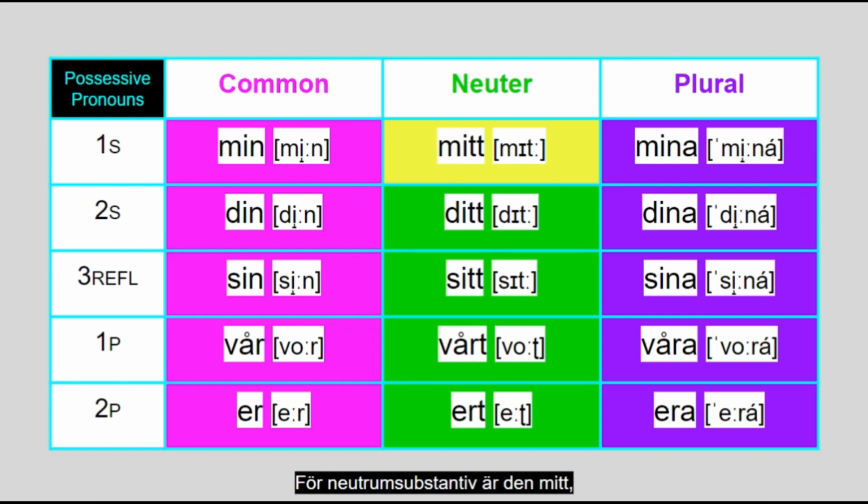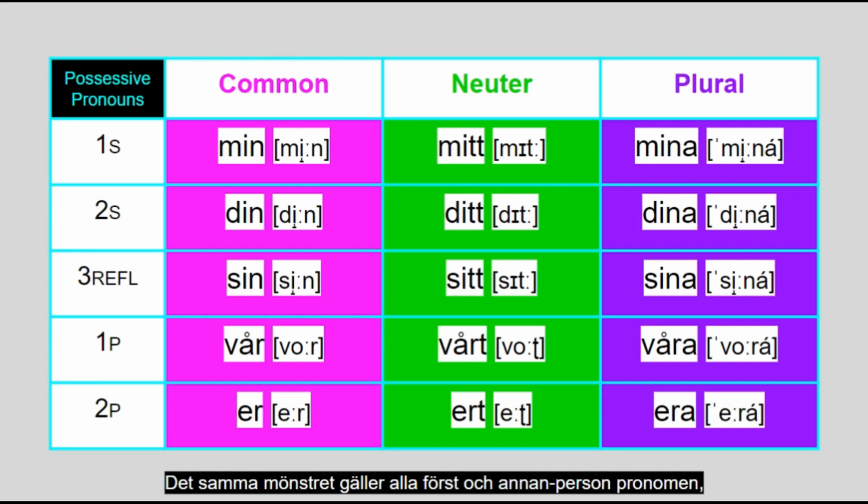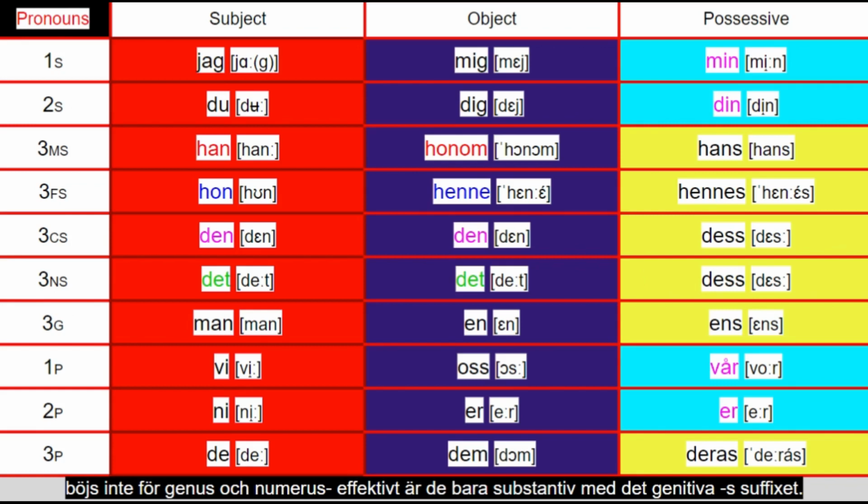For neuter nouns, it's mit, and for all plural nouns, it's mina. The same pattern applies to all first and second person pronouns, as well as to the reflexive one, sin, sit, sina. The other third person pronouns don't inflect for gender and number. They're effectively just nouns with the genitive s ending.